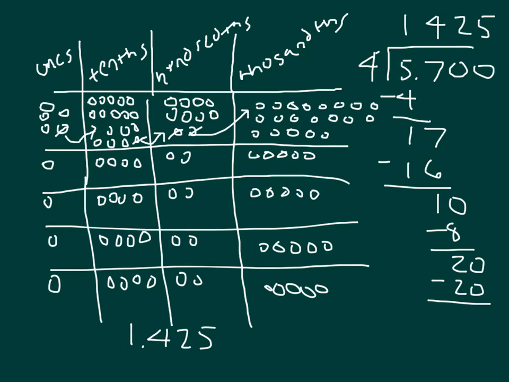And I was dividing by a whole number, so the decimal point can come straight up there, so that I have the same number of decimal places inside of my quotient as I did within my dividend. 5 and 7 tenths divided by 4 equals 1.425, or 1 and 425 thousandths, just like my place value chart showed me.